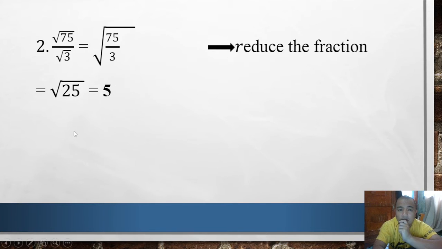How about this? Square root of 75 divided by square root of 3, same indices. So we can just write it as square root of 75 over 3, which is 25. Square root of 25 is 5.